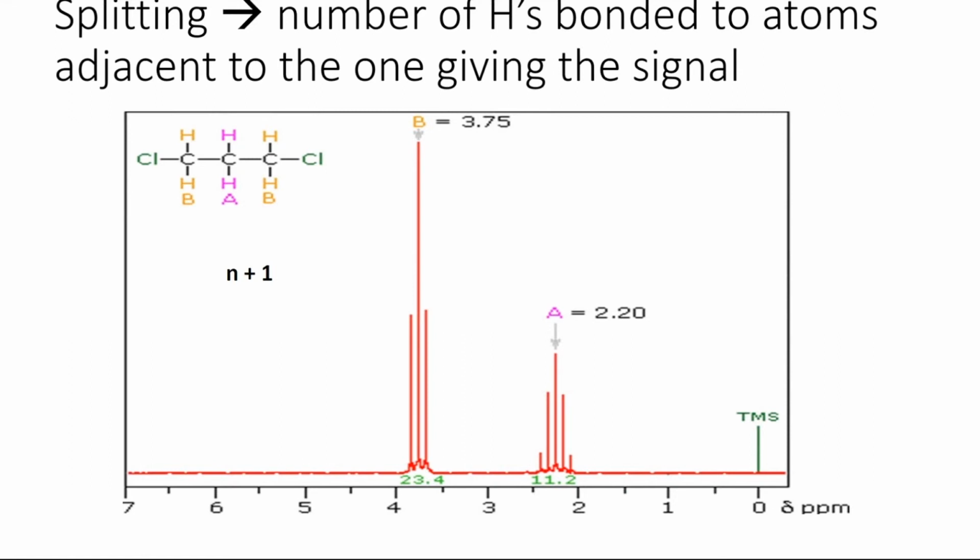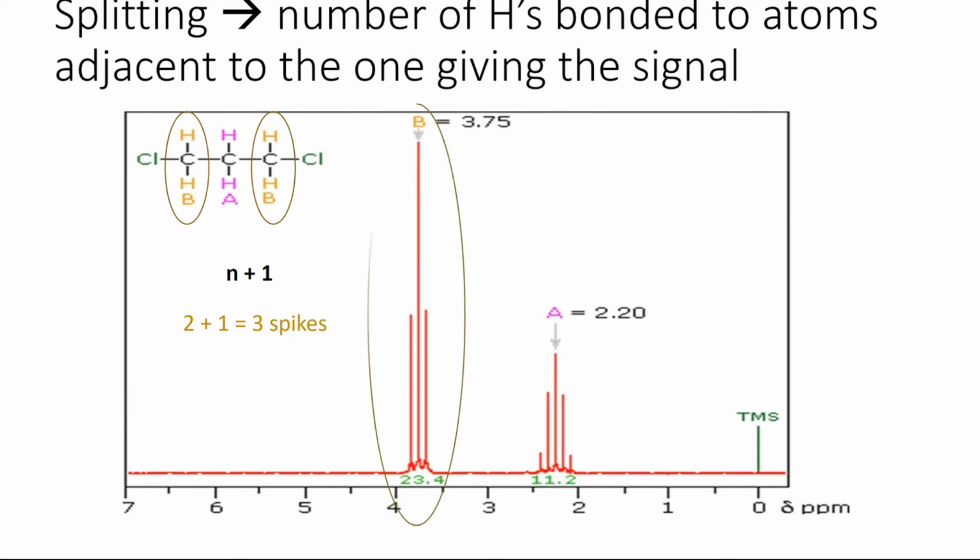Now let's look at splitting. Taking a look at the hydrogens in yellow, we find that they have 2 neighboring hydrogens, which are in pink. So if they have 2 neighboring hydrogens, using our n+1 rule, we should expect to find 3 spikes from the signal given off by the hydrogens in yellow. And indeed, that's what we see in our NMR spectrum. The hydrogens in pink have 4 neighboring hydrogens, so we should expect 5 spikes from its signal, and indeed we see that this signal is giving 5 spikes.